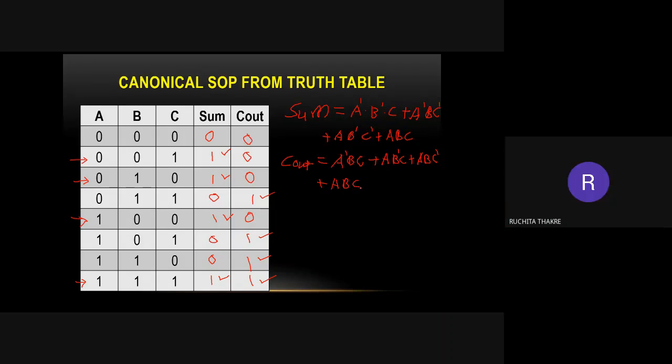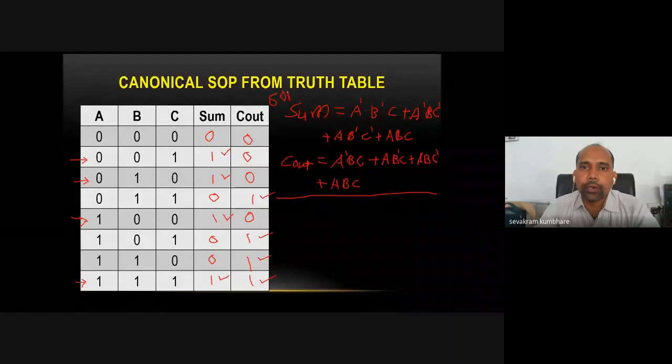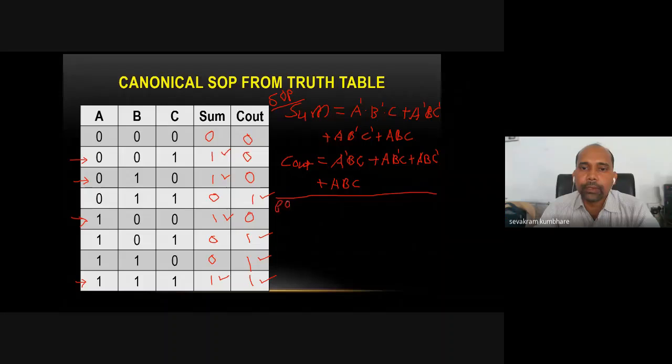So like this, with the help of the truth table, we can write down the SOP form of sum and Cout. In the same fashion, if you want to write its POS form from the truth table, how to do it? So this is SOP, sum of product. Now if I want POS, how to do it?